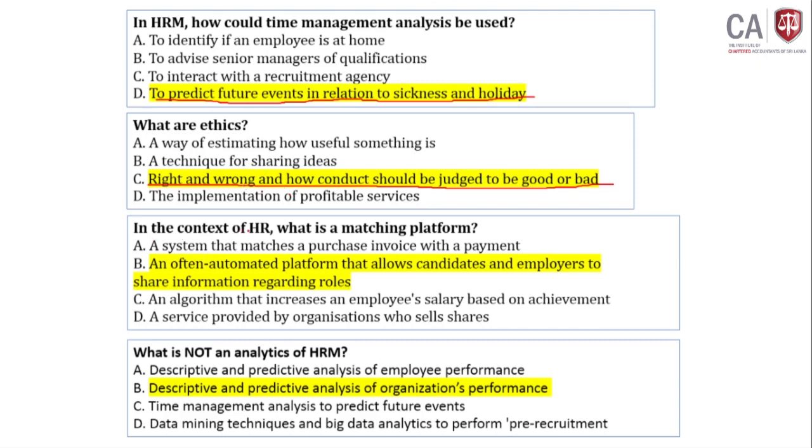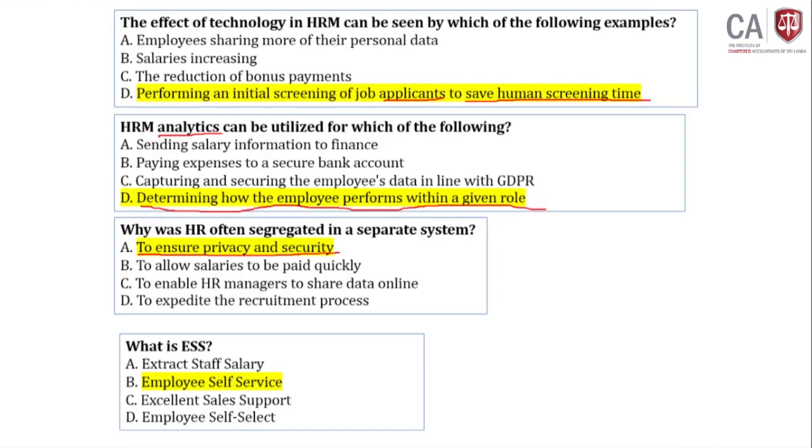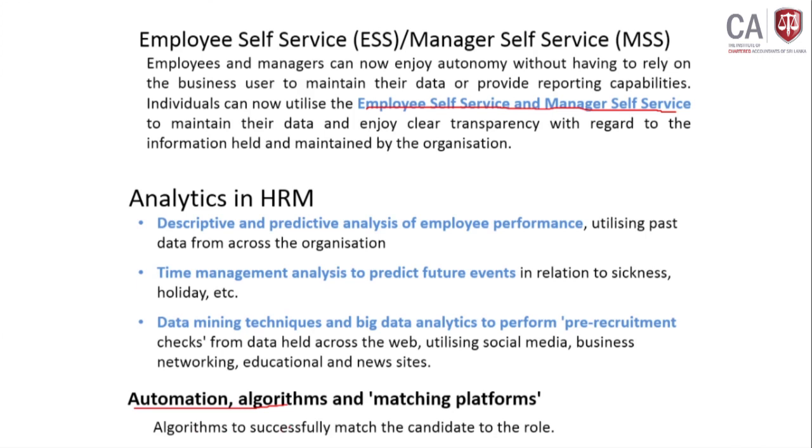In the context of HR, what is a matching platform? An open automated platform that allows candidates and employees to share information regarding roles. We talk about the machine thing here. An algorithm to successfully match the candidate to the role. In the job application screening system, they are matching the applications. So a matching platform can be there. There are some systems you also can download and check.